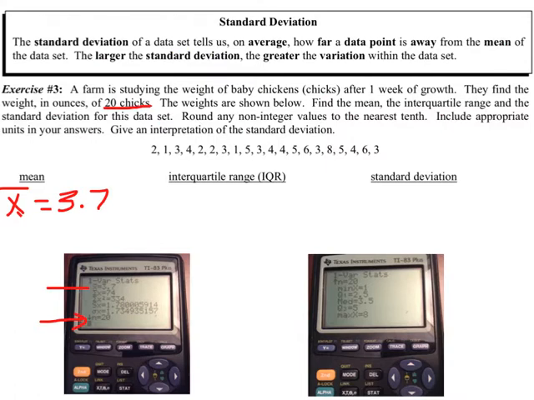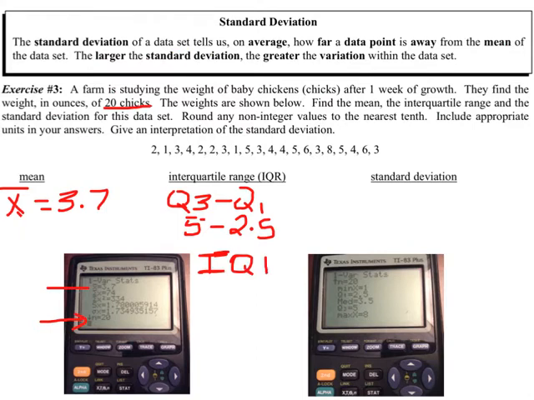My interquartile range is my Q3 again, minus Q1. Q3 is going to be 5, minus Q1, which is 2.5, which gives me an interquartile range, IQR, of 2.5.